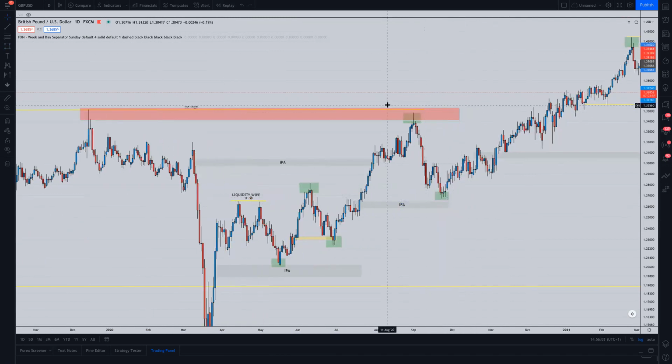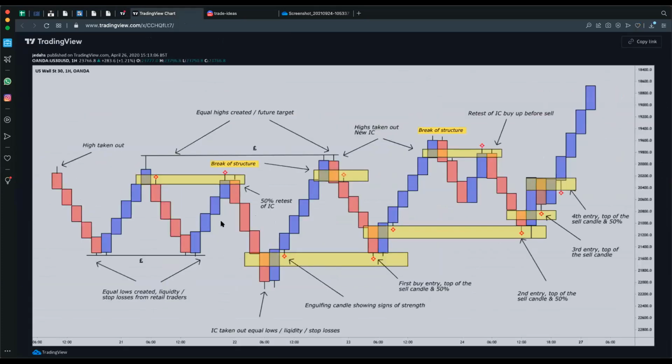Let me just exit this for a sec. And I think I still got this open. Perfect. It's the same thing that happens time and time again.